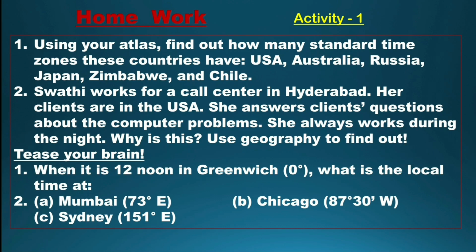Next is your brain. When it is 12 noon in Greenwich, 0 degree, what is the local time at Mumbai, that is 73 degree eastern longitude? Then Chicago, 87 degree 30 minutes western longitude, and in Sydney, 151 degree eastern longitude. You have to find their local time based on 12 noon in Greenwich.